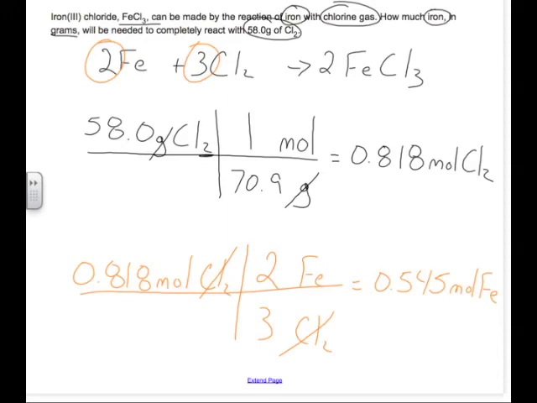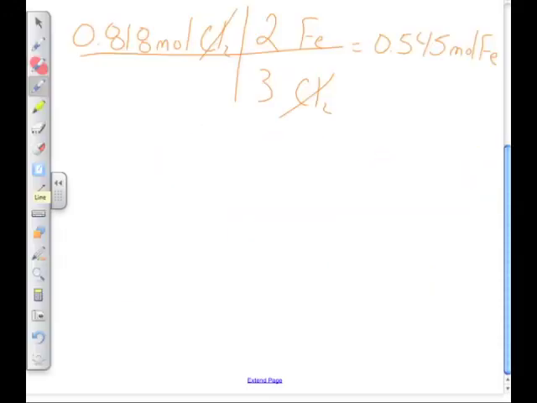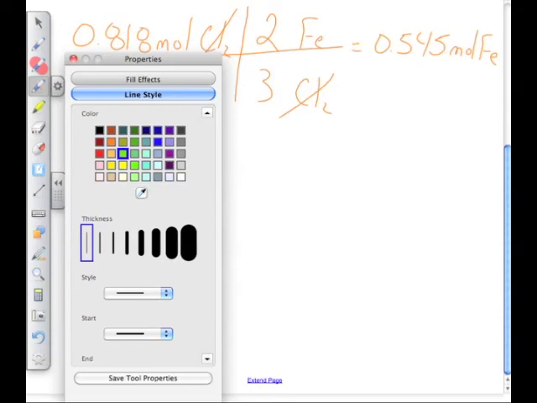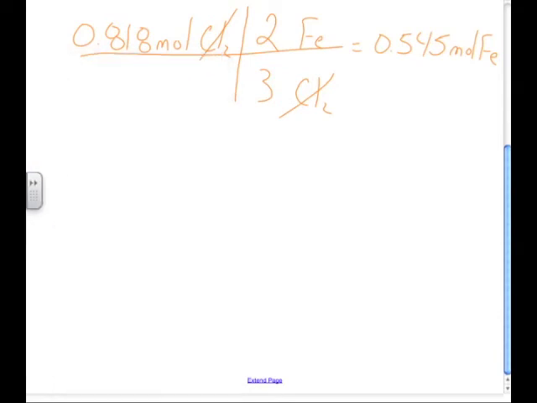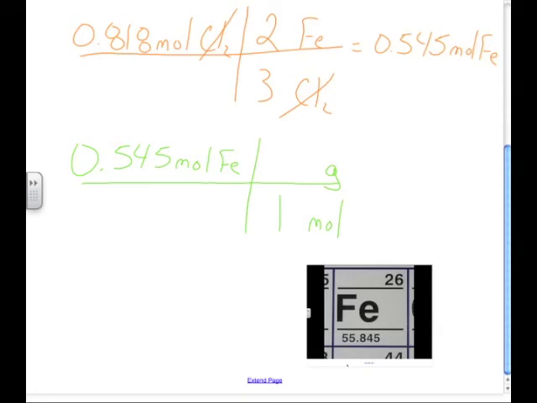Okay? Let's scroll down a little more. Change colors one more time. Because now that I have moles of iron, we are real close to being done with this thing. I'm in moles, I want grams. So I'm going to put grams up top. I want to cancel moles, so I'm going to put moles on the bottom. Like I said, it's usually going to be 1 mole, and the grams, once again, comes from the periodic table. There's only 1 iron, so it's 55.8, let's call it 55.85 grams.